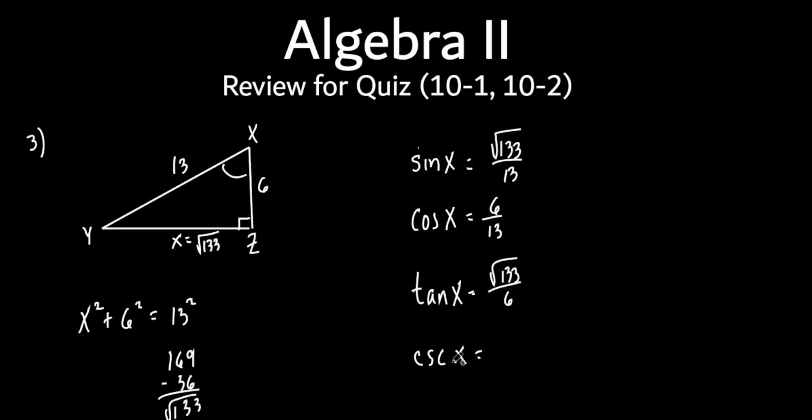That's good. What's the cosecant? The cosecant is an inverse. So it's 1 over the what? It's the inverse of the sine. So what was our sine of x? Square root of 133 over 13. So how do I find the inverse of that? It's 13 over square root of 133. Do any math teachers ever want you to leave it like that? No, almost everybody doesn't.